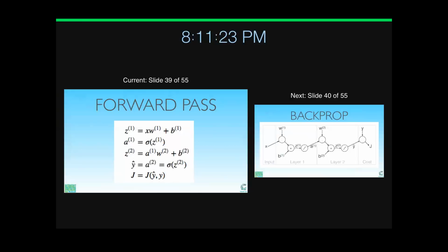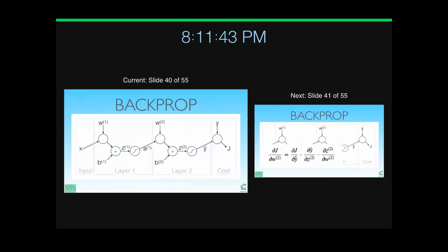And then I have my cost, which I have not defined here, but if this was a regression, it would be the mean squared error. If it's a classification, this would be log loss. Whatever your cost is, it's a well-defined function of your predictions and your labels. Okay? So let's do backprop.